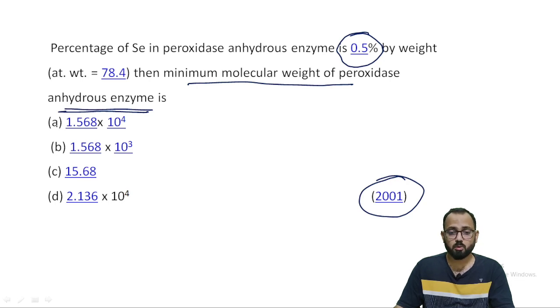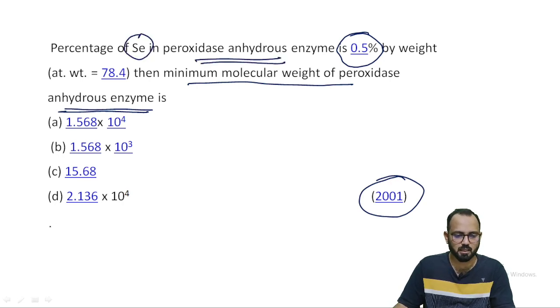You don't have to worry about these big names. We don't have to worry who it is. It is none of our business. We just have to find out the minimum molecular weight. Percentage of selenium in peroxidase anhydrous enzyme, let's say the percentage composition of selenium they have given as 0.5 percentage. What we need to find out is the minimum molecular weight.